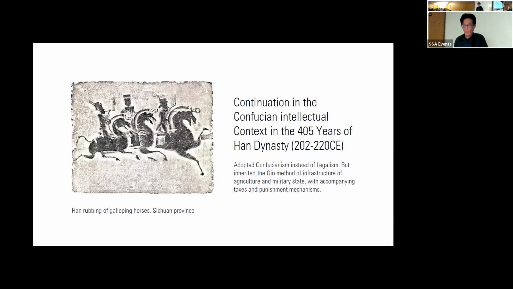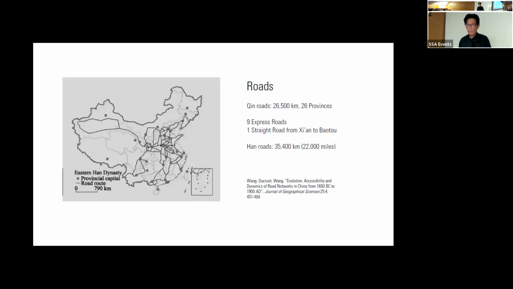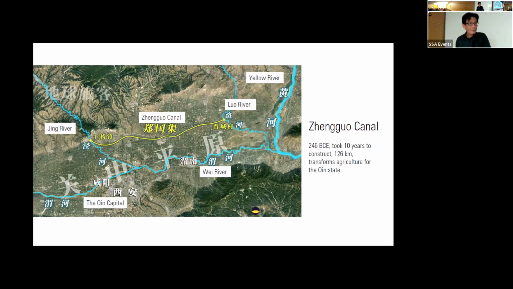and that certainly culturally cemented the mode of operation of an infrastructure state. And till today, we call Chinese Hans, you know, that's where it came from. Roads, a lot. Canals, just a lot of canals. This one is called the Zhengguo Canal, and it's particularly famous in history.